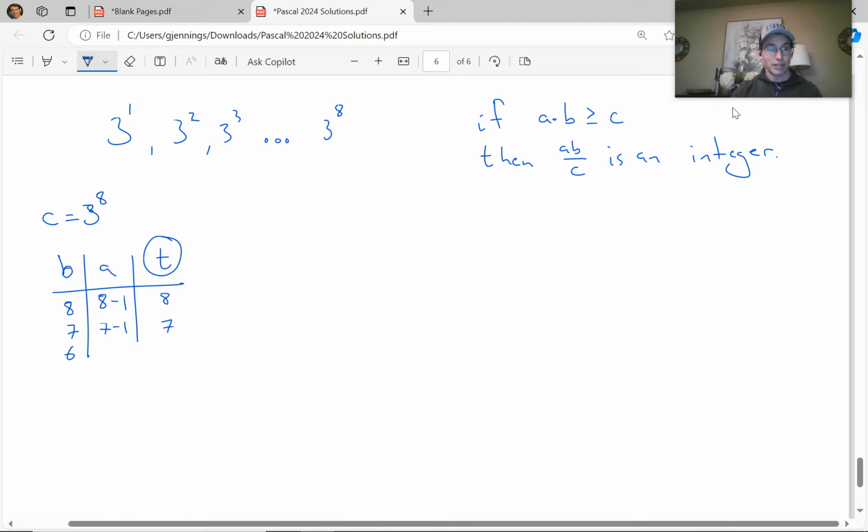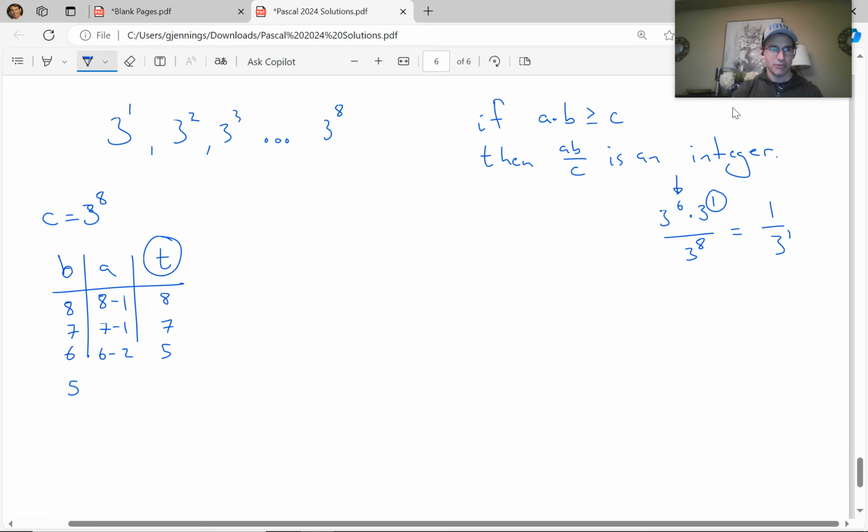If B is 6, A could be 6 to 2. A cannot be 1 because 6 plus 1 is 7, and then you would have 3 to the 6 times 3 to the 1 divided by 3 to the 8, and that's equal to 1 over 3 to the 1, so that's not an integer. So this has to at least be 2 if B is 6. Okay, so there are 5 ways of doing that.